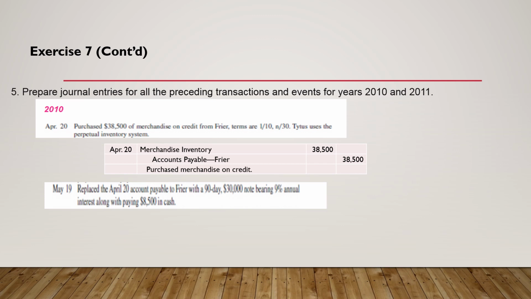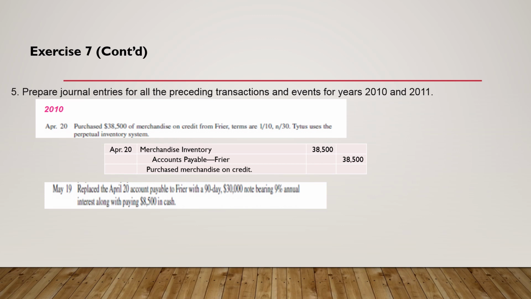Moving to the following transaction on May 19th, we replaced the April 20 accounts payable to Ferrar with a 90-day $30,000 note bearing 9% annual interest along with paying $8,500 in cash. As I told you, here I'm just replacing the accounts payable with the notes payable and cash, as if I purchased the merchandise by just signing a note with duration 90 days and an interest rate of 9%, along with cash of $8,500.